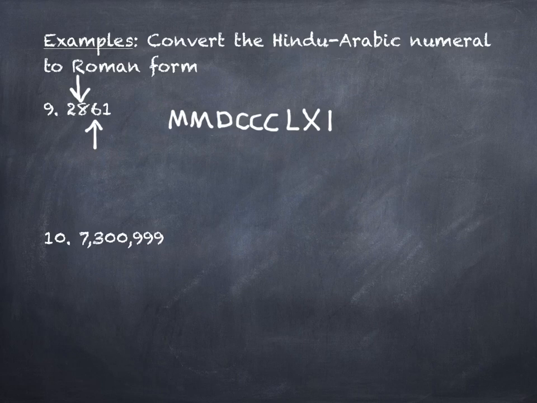That's actually a really nice feature about their system, is that we don't have to deal with any of the things that we're going to see very shortly. Number 10, I have 7,300,999.